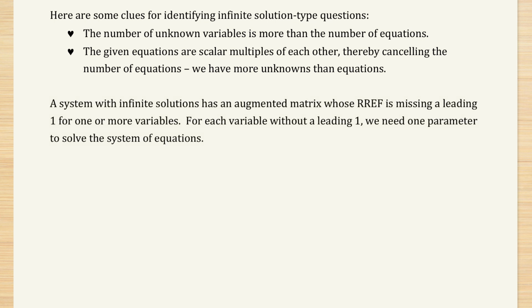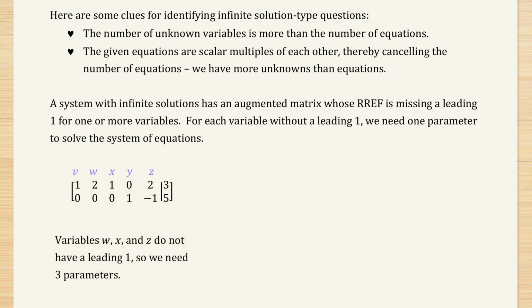After row reducing the system of equations in an augmented matrix, look for columns that lack leading ones. Each column without a leading one may mean that we need to provide extra information in the form of a parameter to solve the system. Here are some concrete examples.